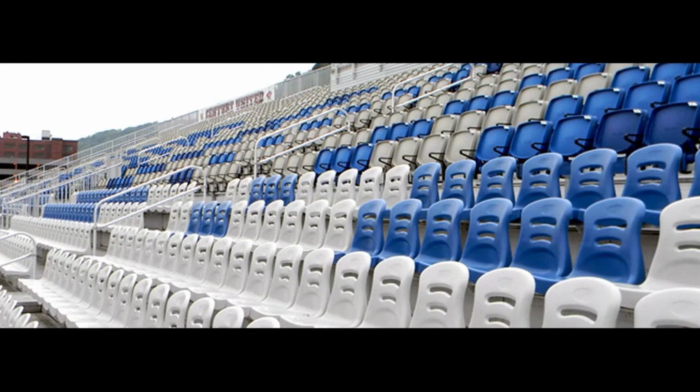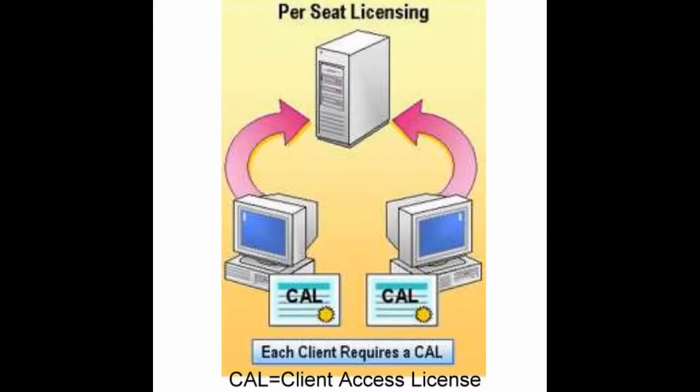Per-seat licensing is probably what you are most familiar with. Per-seat licensing involves purchasing a license for each person using the software. If you have 100 users, then you must purchase 100 licenses.